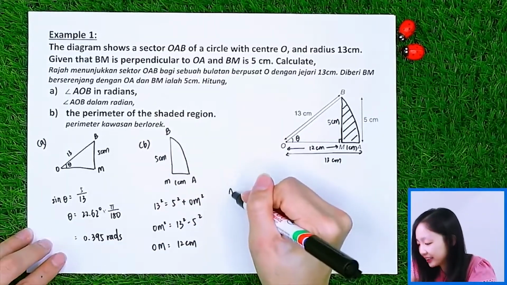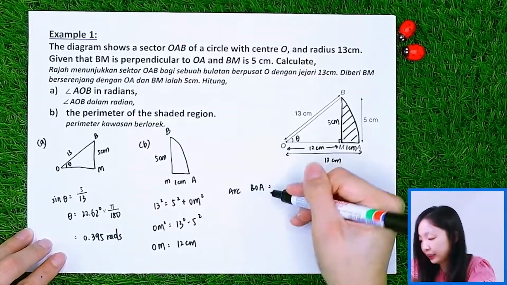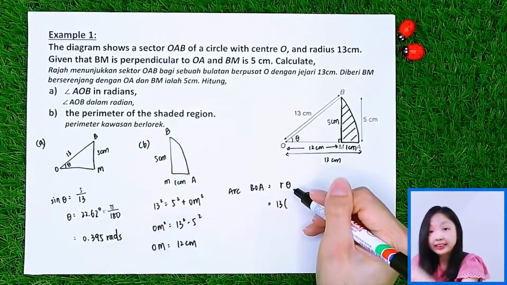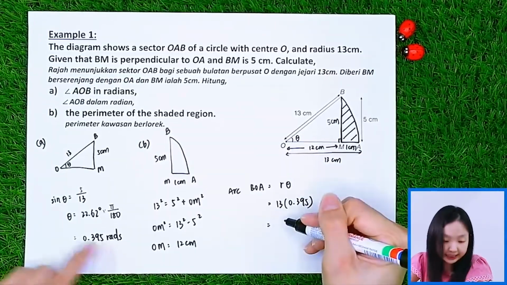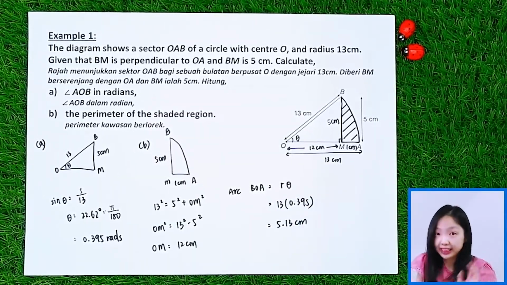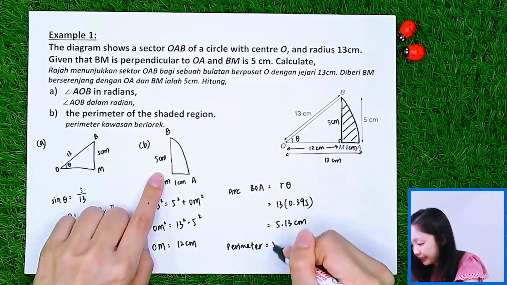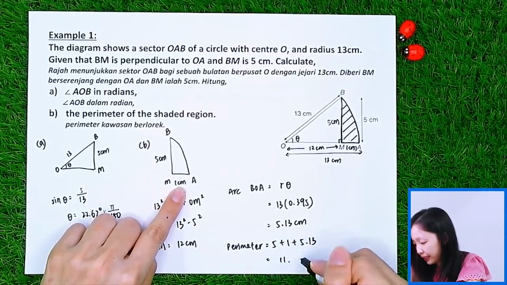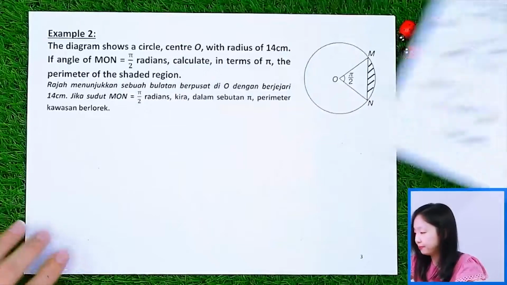Okay, so the length of the arc of the sector BOA is equal to r theta. The radius is 13 cm. The angle we can find from part A, 0.395. So the answer is 5.13 cm. After that, you just add it up. The perimeter is equal to 5 cm plus 1 cm plus 5.13, so the total is 11.13 cm.